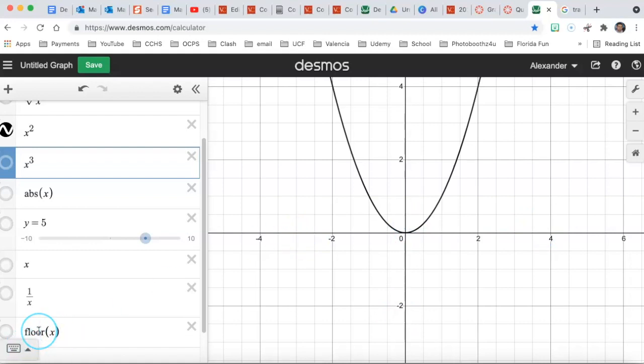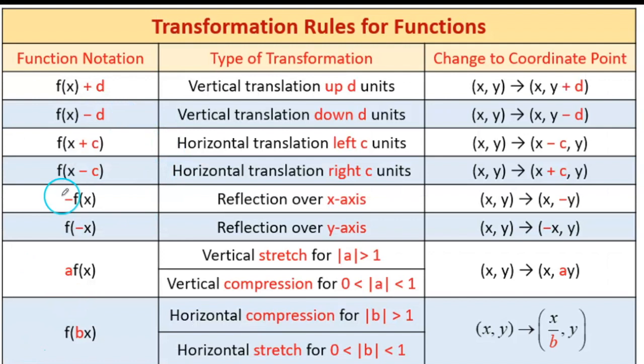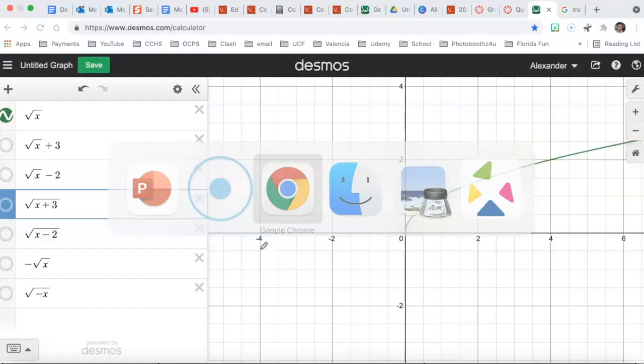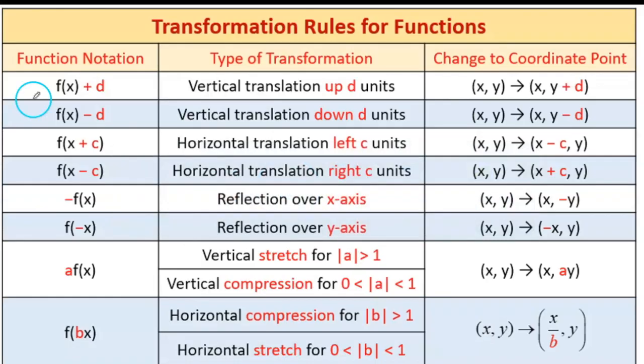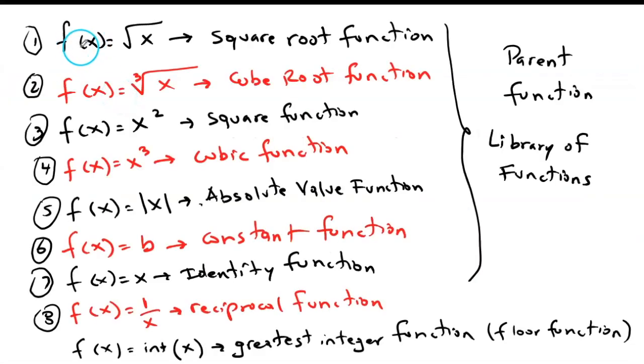All right, now this is just an introduction to a library of functions. Let's get into the lesson, which is transformations. So now let me apply these transformations on one. Let's go to Desmos. And now this is the square root function. Again, f of x equals square root of x, right? Just in case. f of x equals square root of x, square root function.